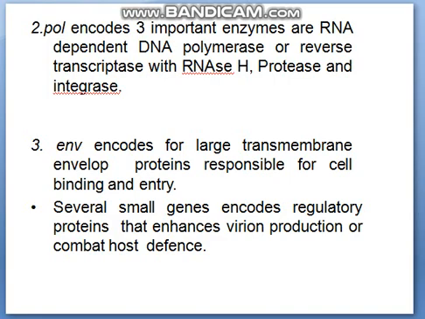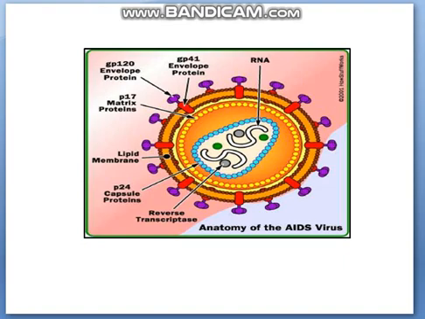And second is pol, which encodes three important enzymes: RNA-dependent DNA polymerase or reverse transcriptase with RNase H, proteinase, and integrase. And env encodes the large transmembrane envelope protein responsible for cell binding and entry. Several small genes encode regulatory proteins that enhance virion production or combat host defense.